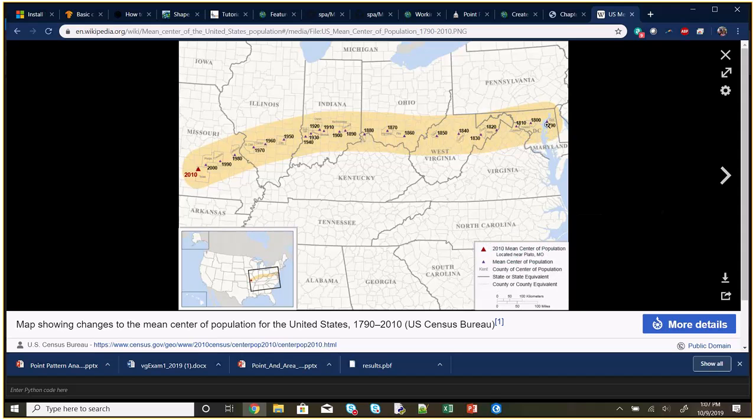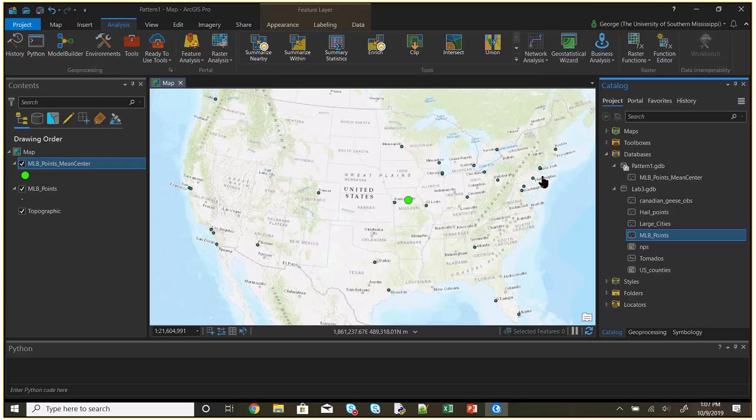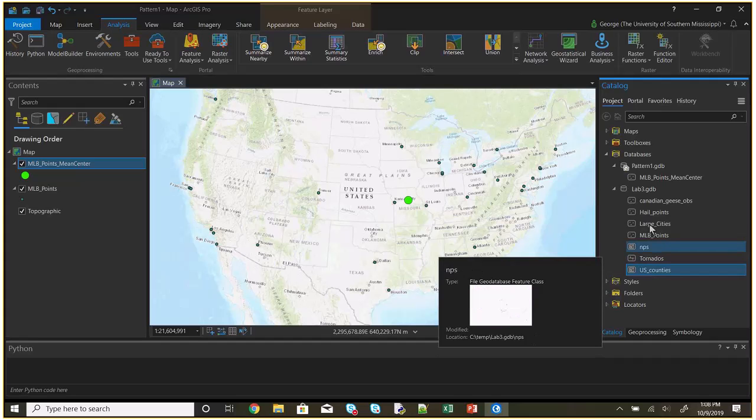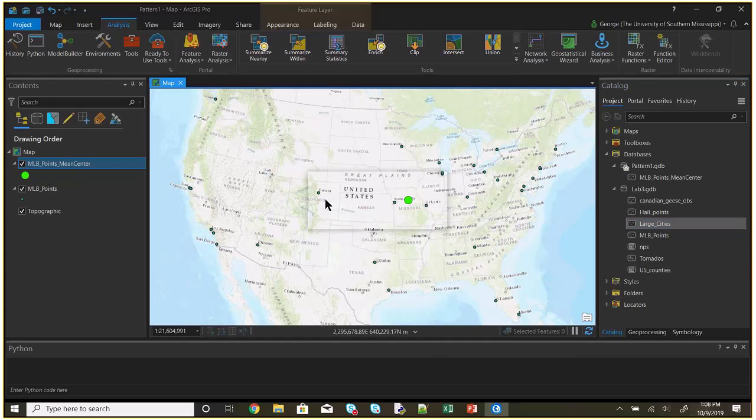So this is the central, this is the mean center here. I calculate it over and over again for all those data. I don't actually have in this U.S. counties data a population field, but there is one for these large cities, I think.